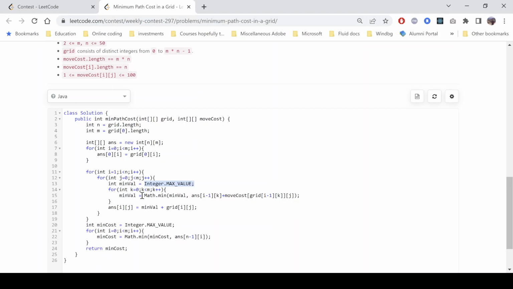And finally, we compute the minimum value from the last row, and we return this as our answer, right? The time complexity for this one, in the worst case, is 50 cross 50 cross 50. So basically, it will be big O of N into M into M. Space complexity will be big O of N cross M. Obviously, this can be reduced because at every step we are using just the previous row. But this was a contest, so to speed things up, I just wrote it N cross M. Otherwise, we can take a 1D array as well, and that would work.